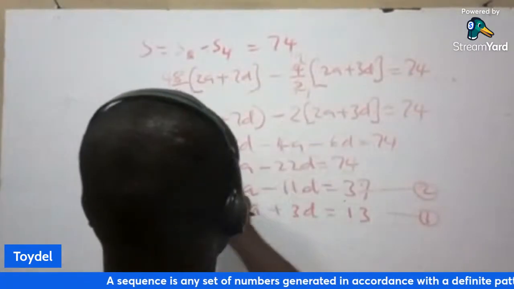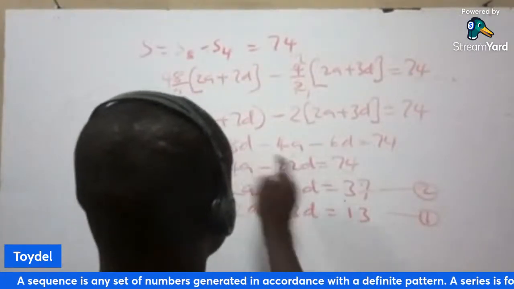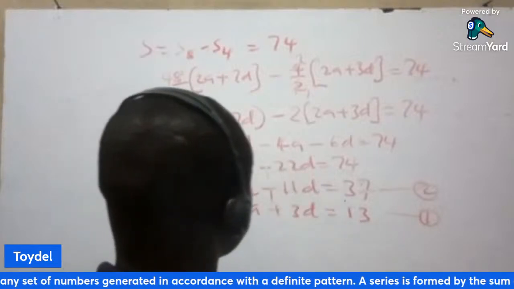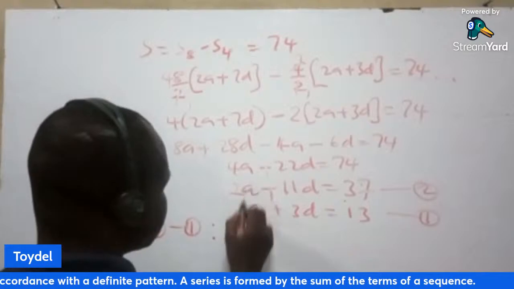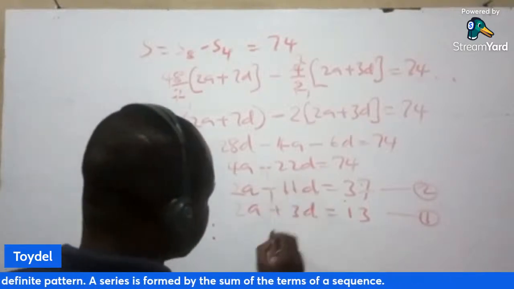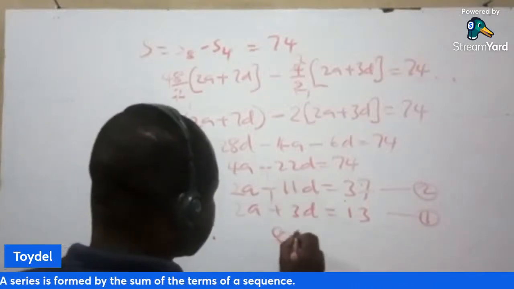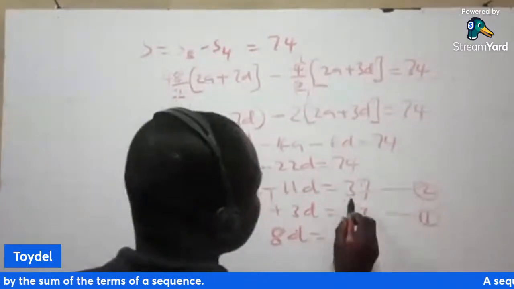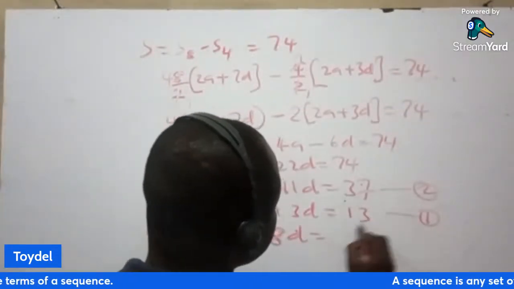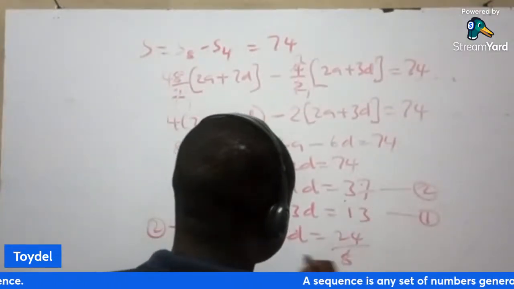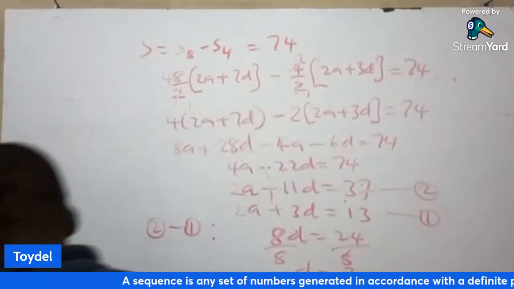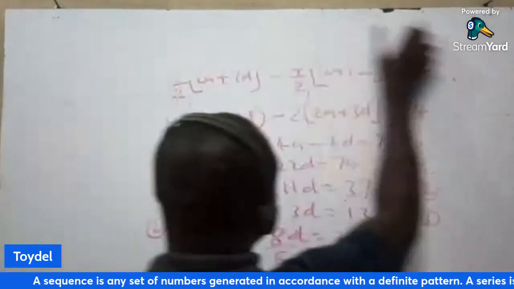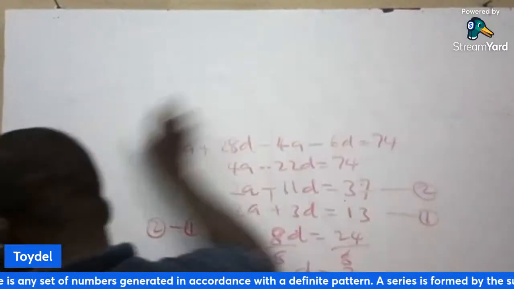Here is plus. So we say equation 2 minus equation 1. If we do that, 2a minus 2a will cancel out, then I have 11 minus 3, that's 8d, will be equal to 37 minus 13, that is 24. Divide both sides by 8. Therefore, d is equal to 3. So the common difference is equal to 3.